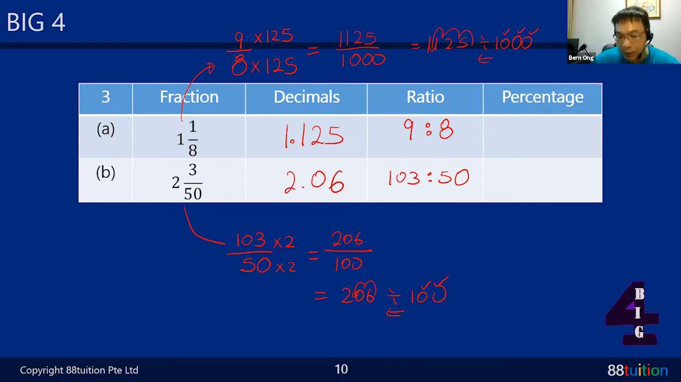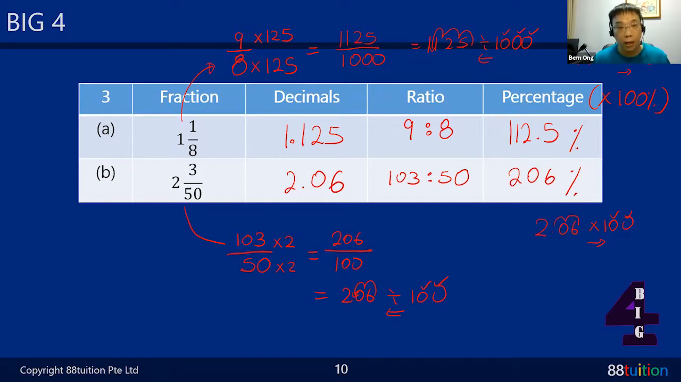As a percentage, once again, times 100%. Your percentage symbol comes out here. So what do you have? You have 1.125 times 100. Times means to your right, 100 means 2 movement, 1 step, 2 step. You get 112.5%. And the last one, 2.06 times 100, because you want to change it as a percentage. Times means to your right, 100 means 2 movement. You get 206%. And this is your answer.